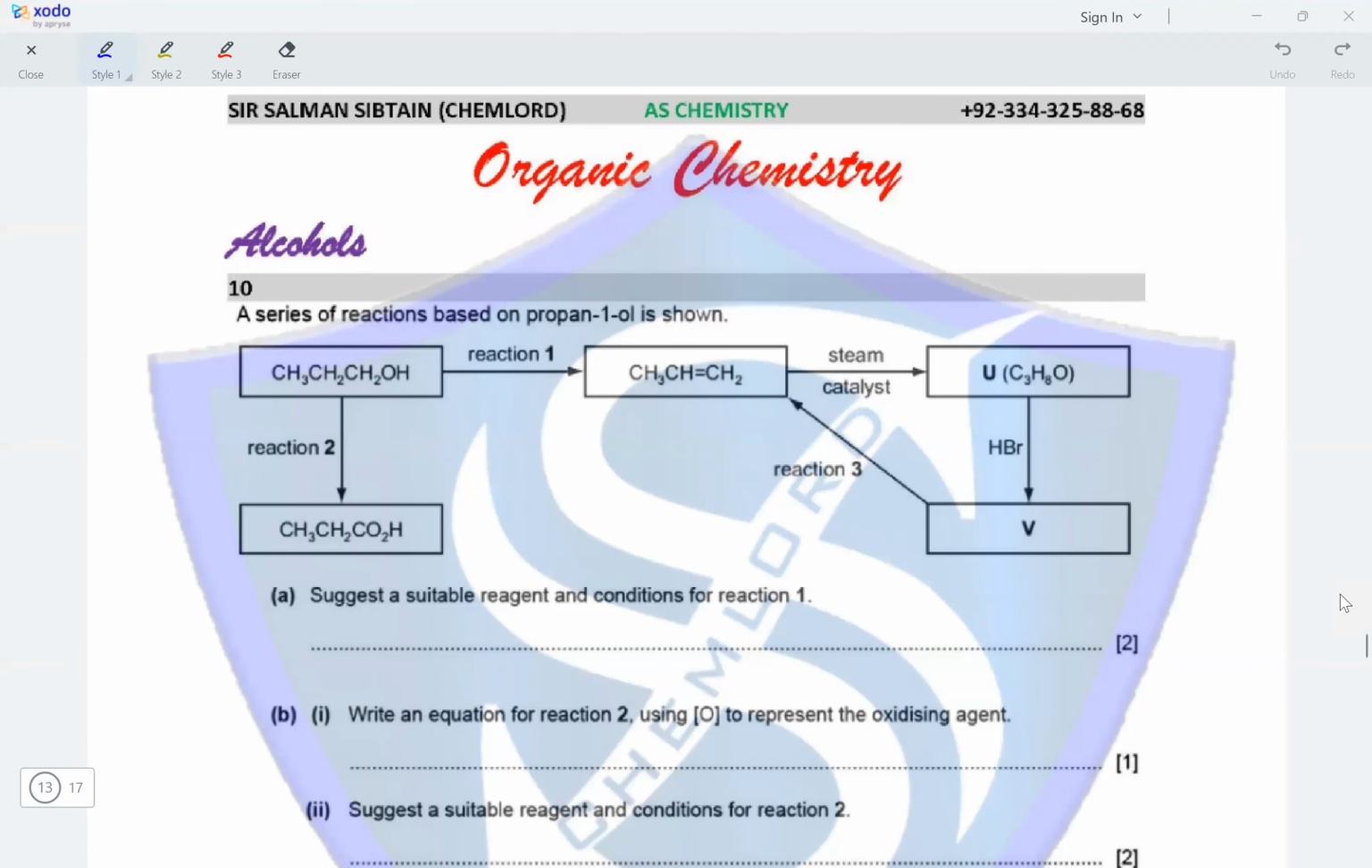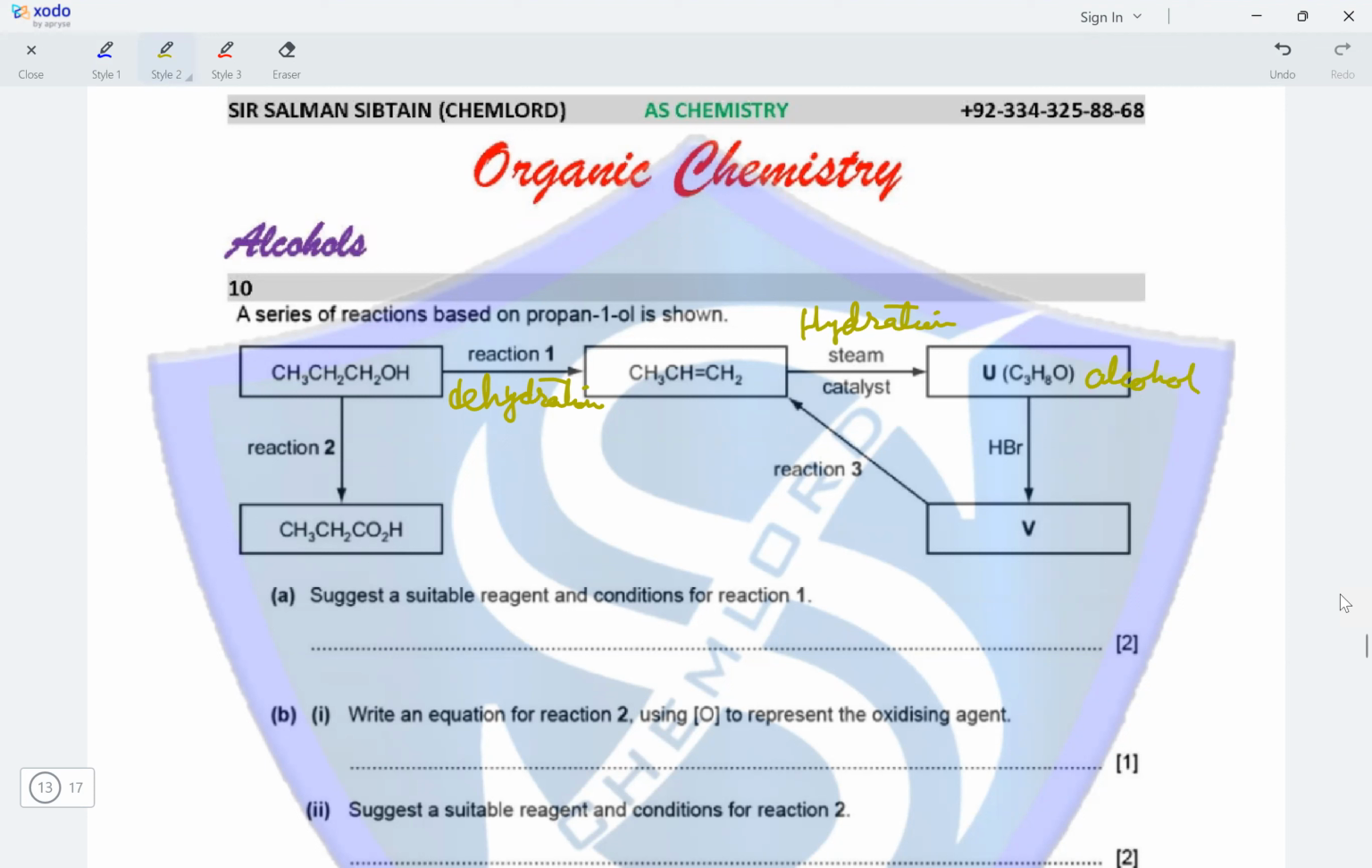Question 10. A series of reactions based on propan-1-ol is shown. So propan-1-ol undergoes reaction 1, in which we have introduction of a double bond and elimination of a water molecule. So this is an example of a dehydration reaction. Then this dehydrated product, which is the alkene, reacts with steam and a catalyst to form compound U. So this undergoes hydration, which means compound U is an alcohol.